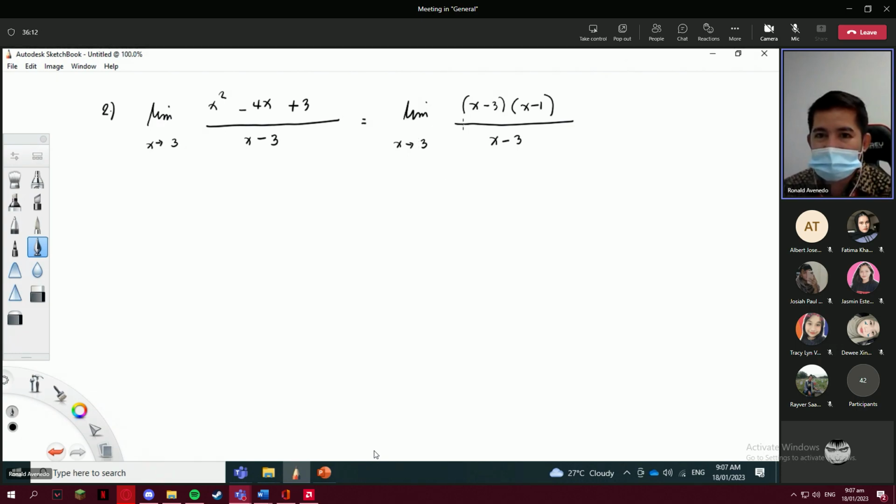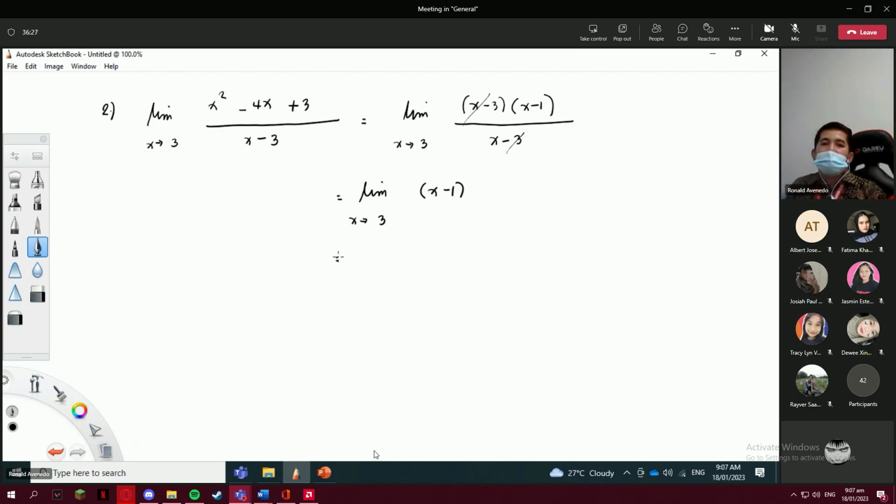Then, we're going to look at the numerator and denominator. Meron common, so we can cancel this. So what will be left is the limit of x minus 1 as x approaches 3. Now, we will substitute x by 3. So, 3 minus 1 is equal to 2.